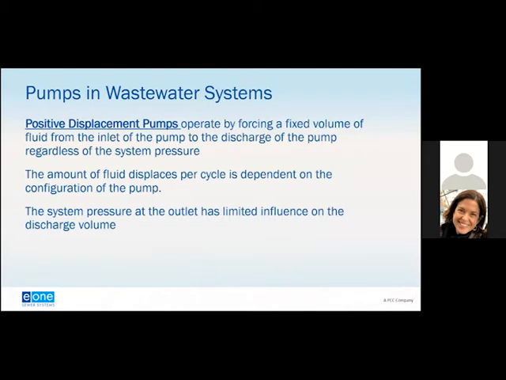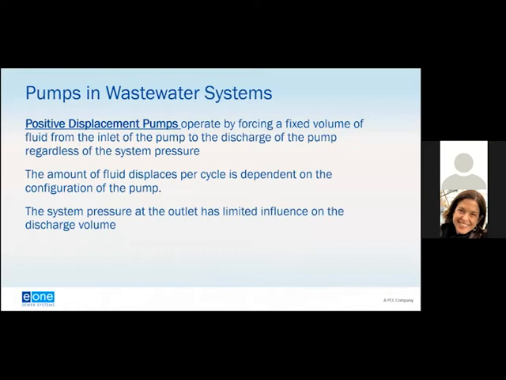Positive displacement pumps operate by forcing a fixed volume of fluid from the inlet of the pump to the discharge of the pump. And generally it does so regardless of the system pressure. The amount of fluid displaced per cycle is dependent on the configuration of the pump. So we have different types of positive displacement pumps, but generally there is a void somewhere within the pump.